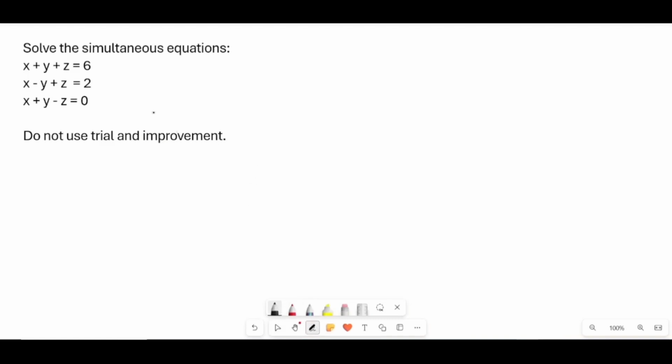The actual method I would recommend is to first label the equations. You're going to see that in this example it's not as important, but get used to it because I reckon it'll help later.